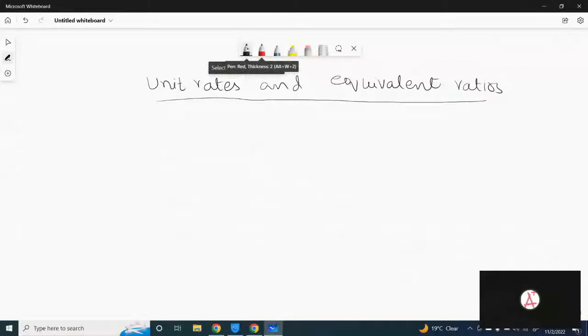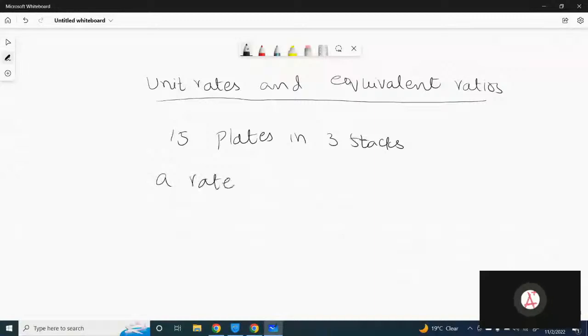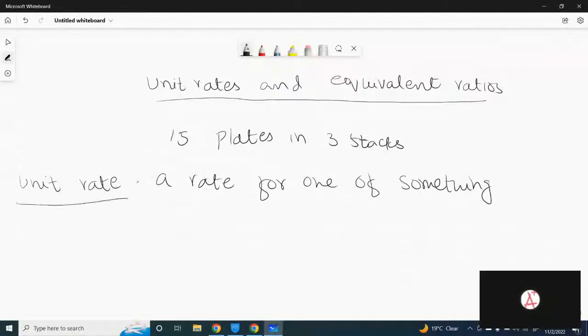Okay, the first one is find the unit rate. 15 plates in 3 stacks. You have to find the unit rate. Got it? So basically the unit rate is a rate for one of something. This is the unit rate. You can note down the definition. The unit rate is a rate for one of something. Got it? That would be the unit rate.